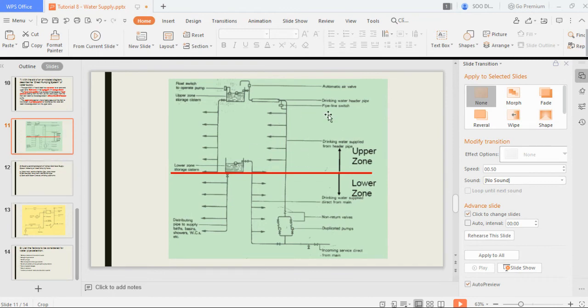So there may be more zones depending on how high the high rise is. If you have 50 floors, then maybe you have up to 5 zones. So this is just an example, just to let you know that there's not only an upper zone and a lower zone.